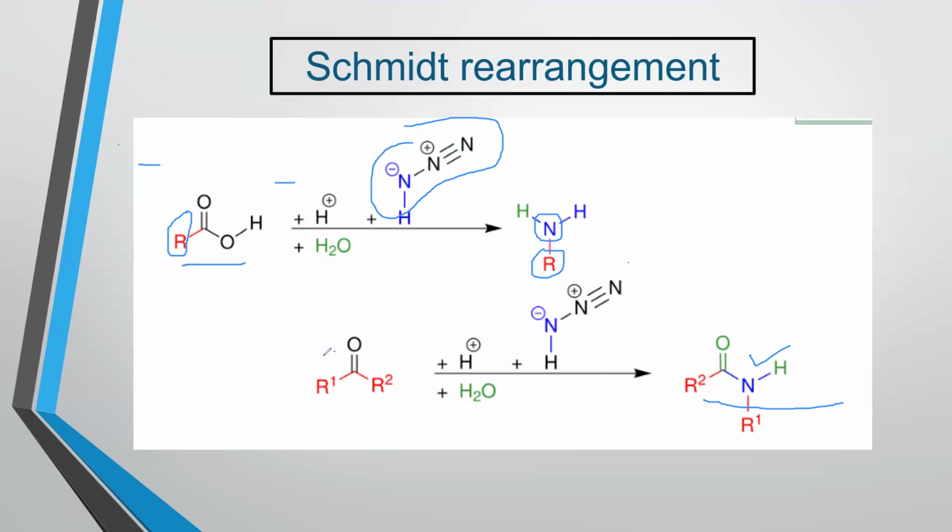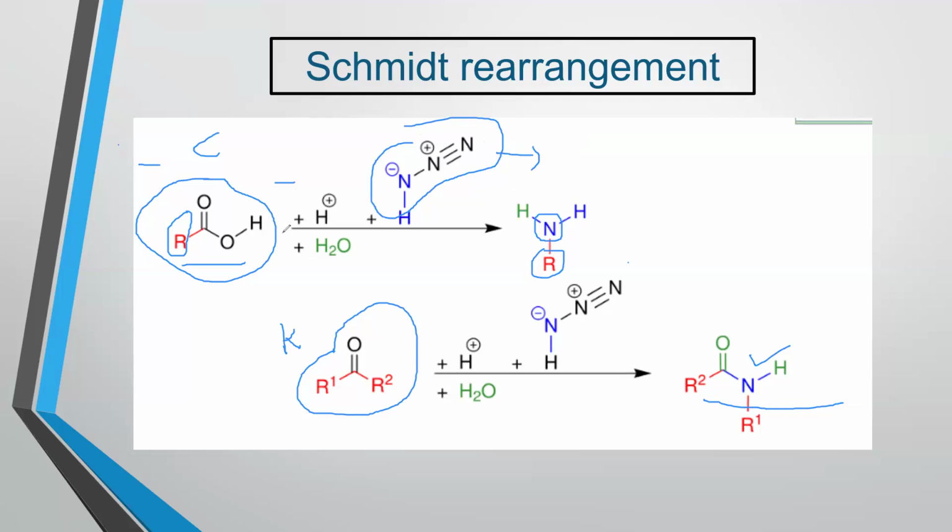We are using a ketone or a carboxylic acid. This is the carboxylic acid and this is the ketone. I have written them as C and K, K for ketone and C for carboxylic acid. So this carboxylic acid will react with, what is the name of this group? Three nitrogens. Yes, azide. Very good. It's an azide group, right?